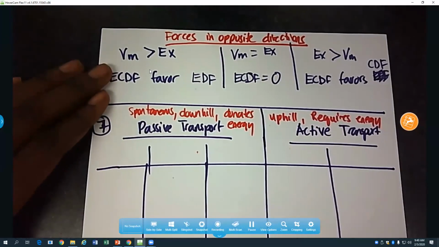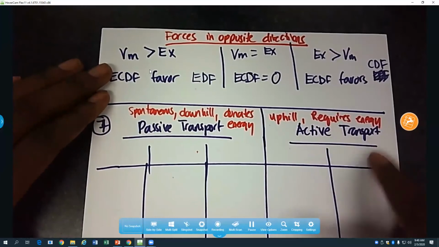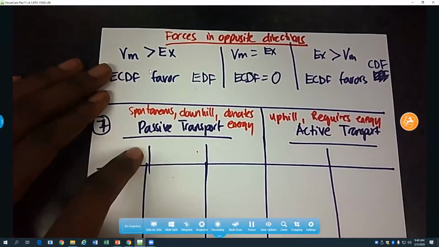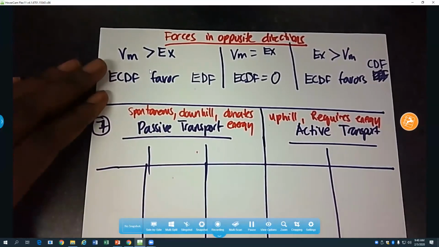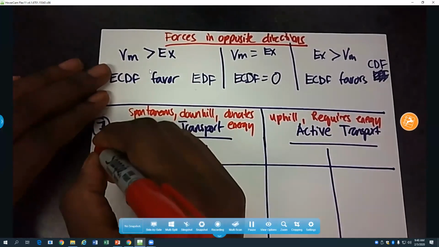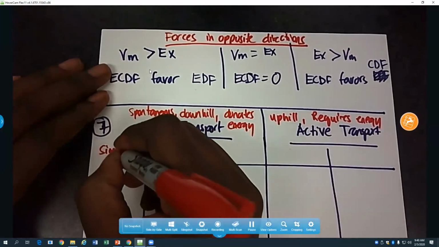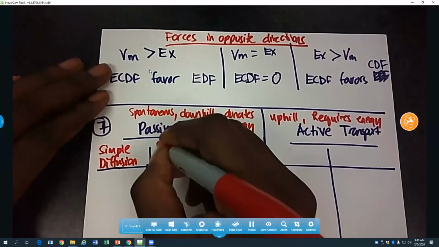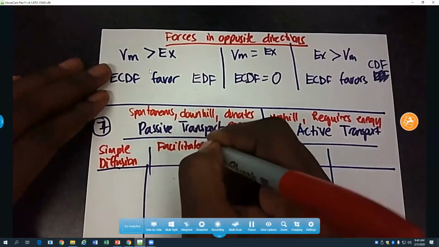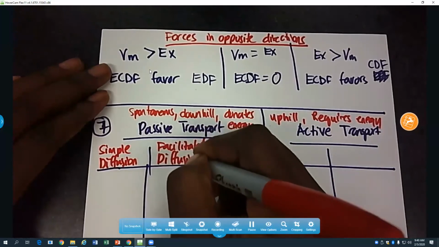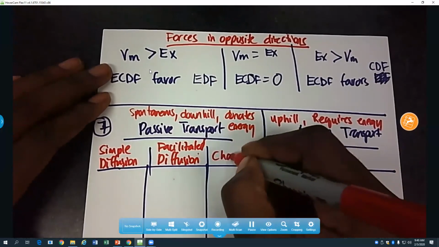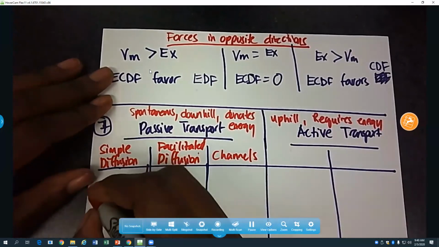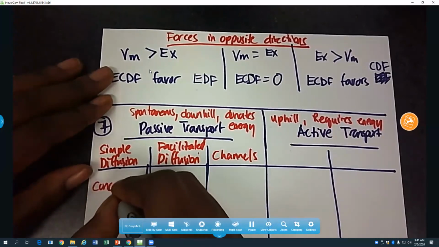Another way to say this is that particles are moving against their electrochemical driving force, and for passive transport, that particles are moving along the electrochemical driving force. And so the mechanisms we had are simple diffusion, facilitated diffusion, and channels. And we said simple diffusion was basically mainly determined by the concentration gradient.